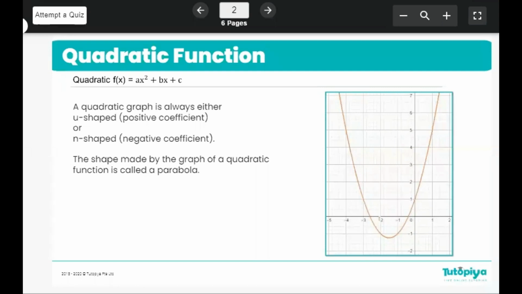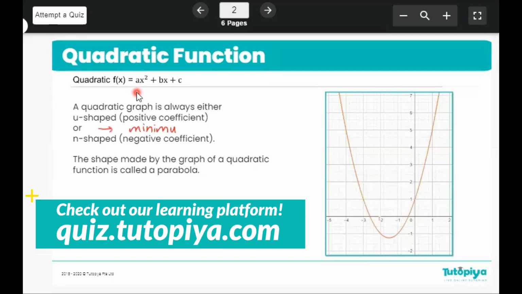Quadratic functions are generally given in the format of ax squared plus bx plus c, where a, b, and c would be different constants. Now, if the value of a is positive, then we would end up with a U-shaped curve. The graph of our quadratic function would be U-shaped, something similar to the one that we can see over here. And we call these graphs minimum graphs because they have a minimum point as their vertex.